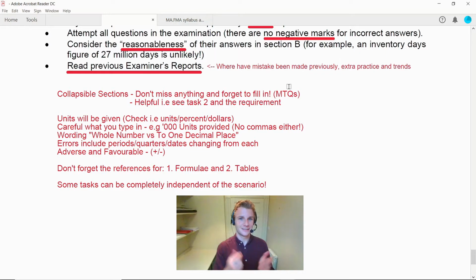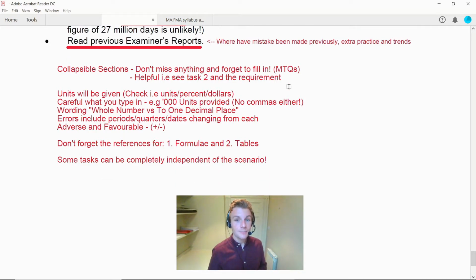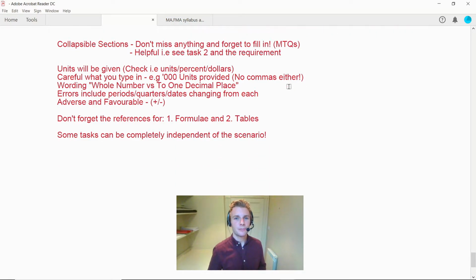And nicely on there, read the previous examiner's reports. So some mistakes are going to be the same year on year on year. Their resources are on there for you for free. It is only going to benefit you going into your exam, so make the most of it as well. I've also put down here some other key tips that I've picked up on from going through questions as well, that I just couldn't complete this video without telling you.